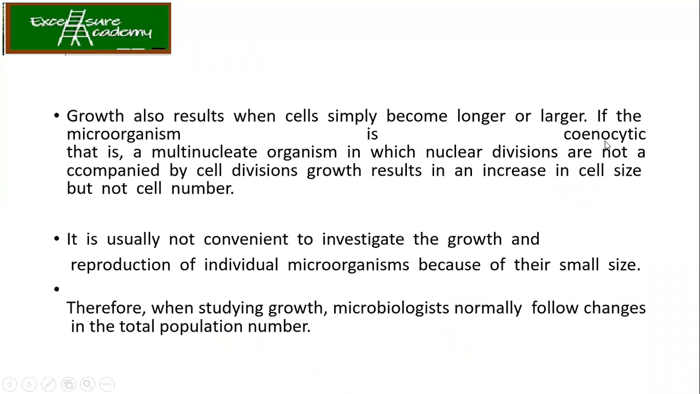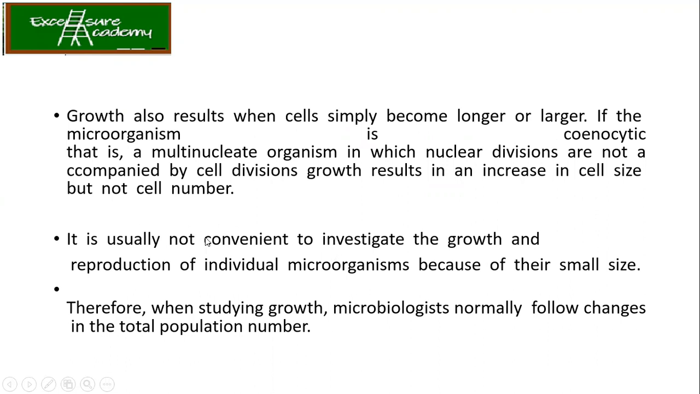If the organism is coenocytic, that is, multinucleate, in which nuclear divisions are not accompanied by cell divisions, the cell is growing, but cell division is not happening even though nuclear division took place. Because of this they have many nuclei, but only one particular cell is there.